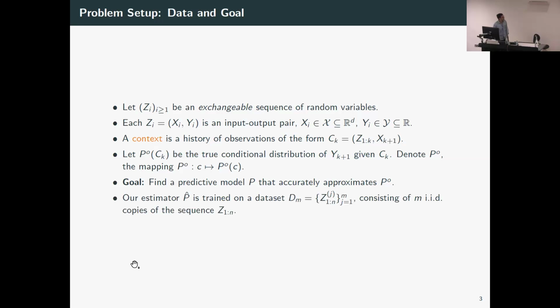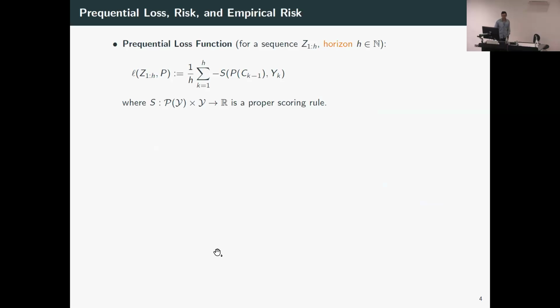The goal is to find a predictive model that approximates P0. Our estimator, P hat, will be trained on a data set, which I'm going to take throughout the talk to be a set of IID copies of the sequence Z_1 to N, which I'm writing as Z_1 to N with a superscript j. N is the length of each sequence and M is the number of sequences.